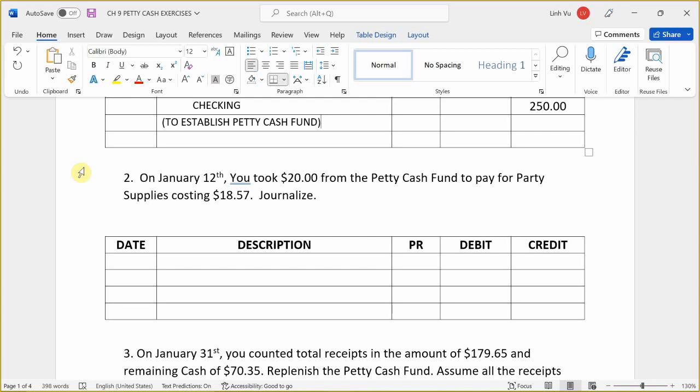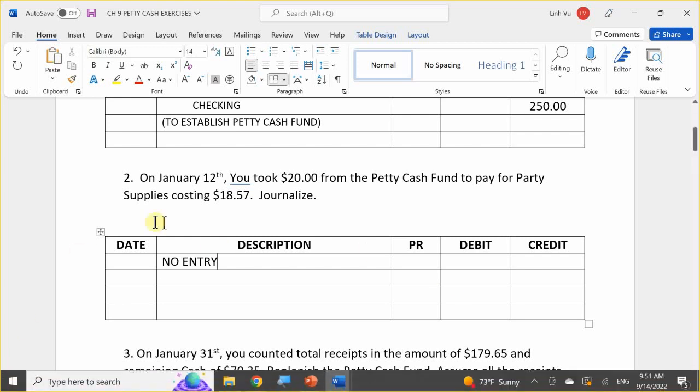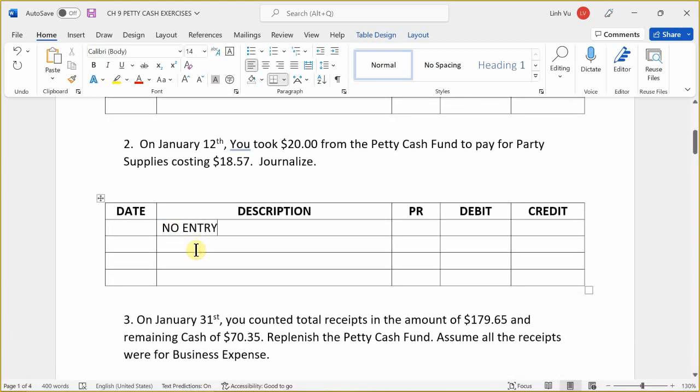So in this case, what do I do with this transaction if I decided to take money from the petty cash drawer at the time and decide to buy party supplies? You do not record anything, because when do you record this expense? When you do the ending balance totals. Correct. When you replenish your petty cash drawer is when you recognize your expenses.